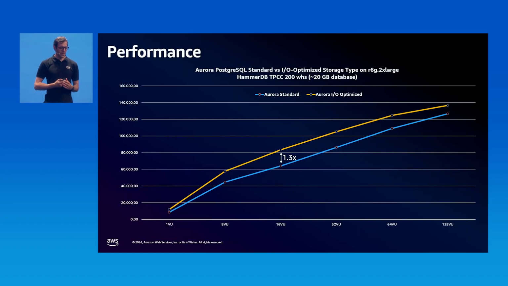Great. And we see not only an improvement in the cost of the cluster, but for this new storage type we also did some optimization behind the scenes in the storage. In our benchmarking, we see 20 to 30% better IOPS for the same instance in comparison with the standard storage type of Aurora.